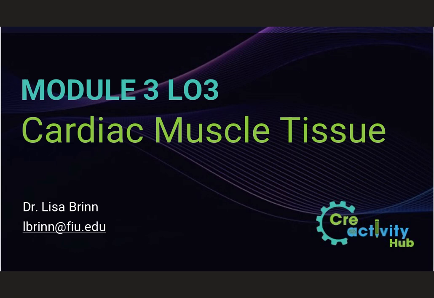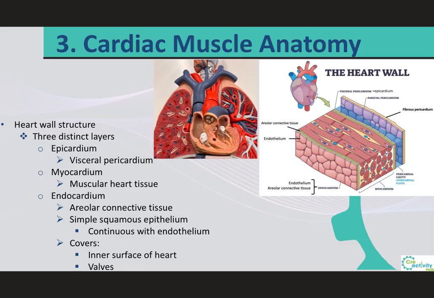Hi everyone, for learning outcome number 3 of module 3, we're going to be talking specifically about the cardiac muscle tissue. Therefore, if we were to do a section through the wall of the heart, it would reveal 3 distinct layers, which are the epicardium, the myocardium, and the endocardium.